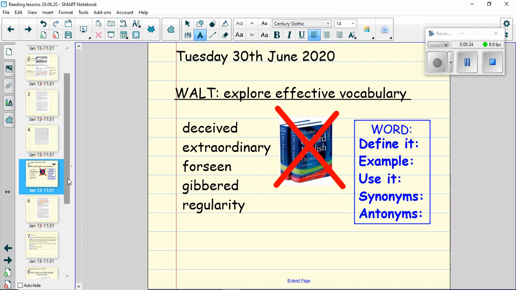So deceived, I still haven't given you everything because you might use a different example, you might use a different synonym, different antonyms, you might define it slightly differently. So your words are deceived, extraordinary, foreseen, gibbered, and regularity. And don't forget we would like the word, the definition, the example, use it in a sentence, synonyms and antonyms. And if it'll help you, you can draw a little picture as well for each word. If it will help it stick in your memory, then feel free to draw a little diagram as well.